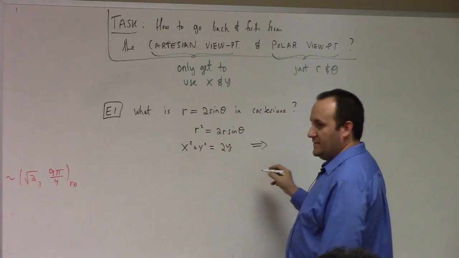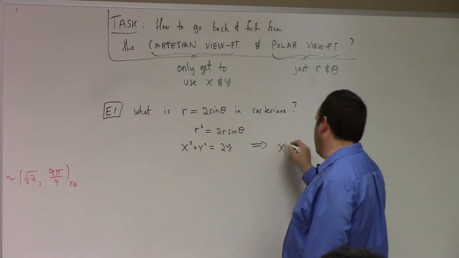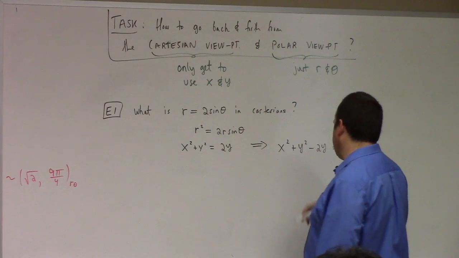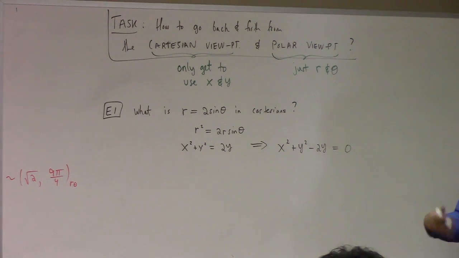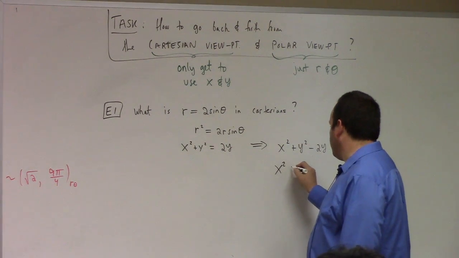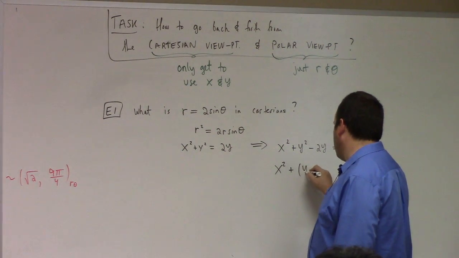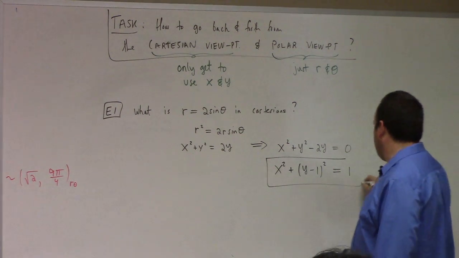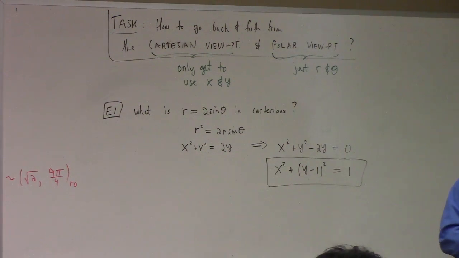Now we move it to the other side. This is x squared plus y squared minus 2y equals 0. And then you've got to complete the square to see what it is. x squared plus the quantity y minus 1 squared equals 1. So that's my final product right there.